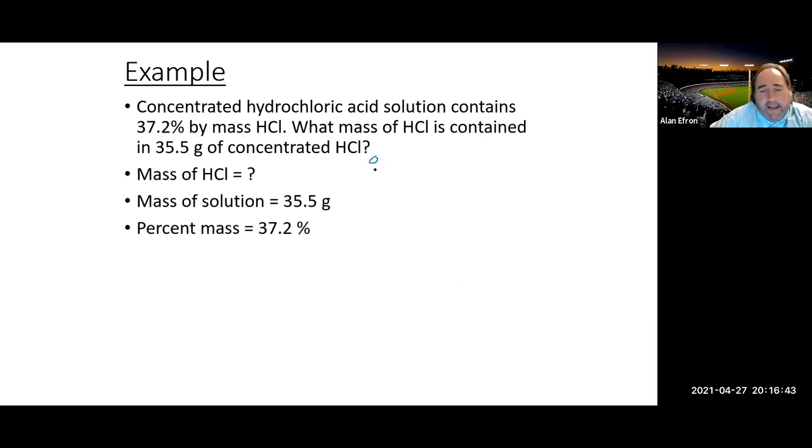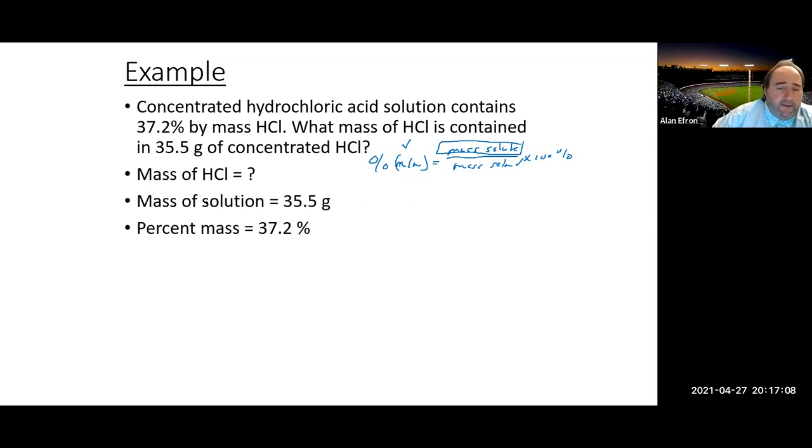Percent. So we can look at our equation here. Mass to mass percent is the mass of the solute divided by the mass of the solution times 100%. You've got the percent mass to mass, you've got the mass of the solution, and you can obviously just plug and chug into there and solve for it.